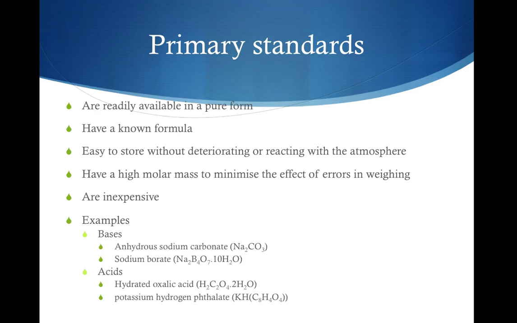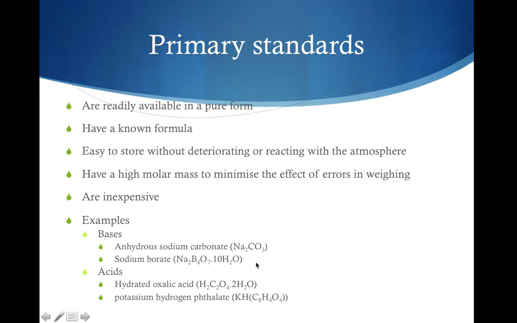So the things our primary standards need: they have to be readily available in pure form, and we have to know their formula. They also have to stay on our shelf without breaking down or reacting with the atmosphere, otherwise they're no longer pure. In an ideal world, they're also relatively inexpensive, so we can make lots of it, and also have a high molar mass, because if the molar mass is very low, then a slight change in how much is weighed out will lead to a big change in the amount in mole that we work out.